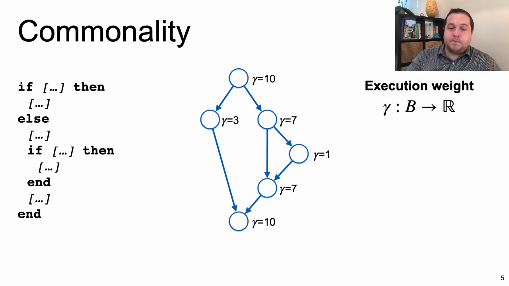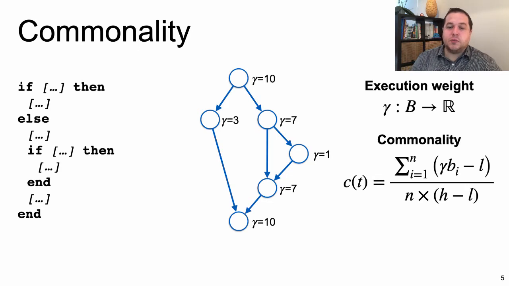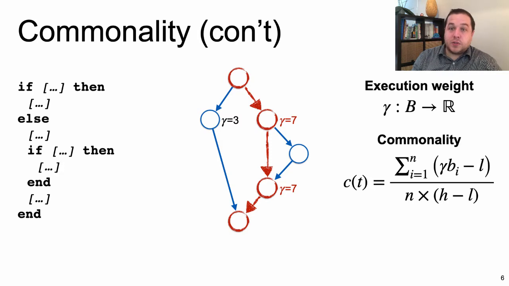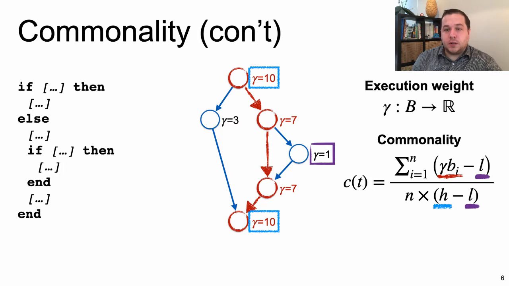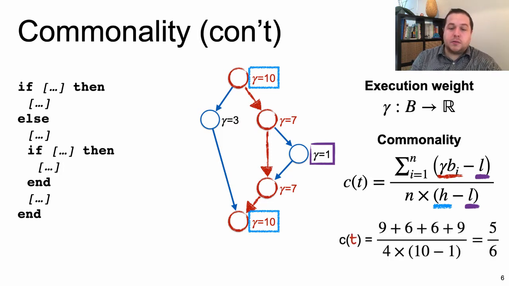Based on this execution weight for a test case, we define commonality as a sum of the execution weights balanced by the number of nodes and the highest and lowest weights in the graph. If we take the following example, let's consider a test that traverses the following nodes and edges. If we apply the formula, the execution weights are given for the different nodes, but we also need the highest execution weight in the graph, which is 10 in this case, and the lowest execution weight in this graph, which is 1 in this case. Following the formula, we have a commonality score for this specific test of 5 out of 6.